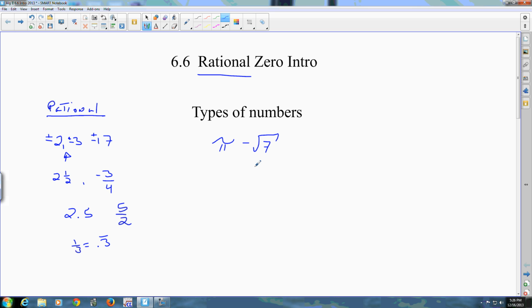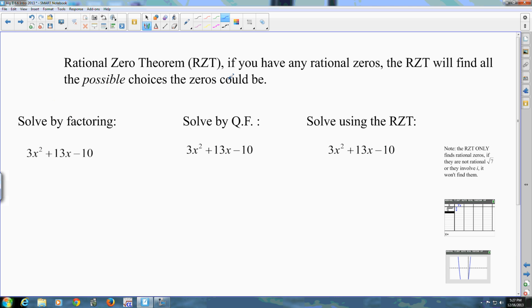Irrational numbers can't be written as fractions. And then, of course, certainly you have imaginary numbers, positive or negative imaginary numbers. So irrational, rational, and just look at which of them are, and imaginaries. Okay. The rational zero theorem is going to find if you have any rational zeros, it'll find them for you. So if there are irrational, it's not going to find them. If there's imaginary, it's not going to find them. Okay? Only rational.